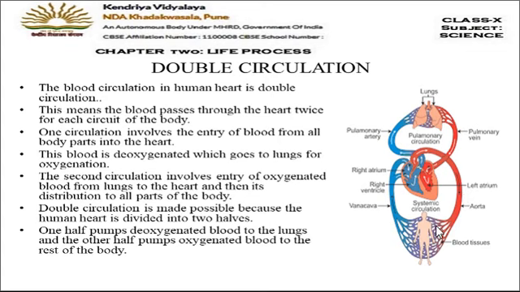Fine. So you can see here that in one cardiac cycle the blood comes twice in the heart and hence it is called the double circulation. Okay. So I hope it is clear.